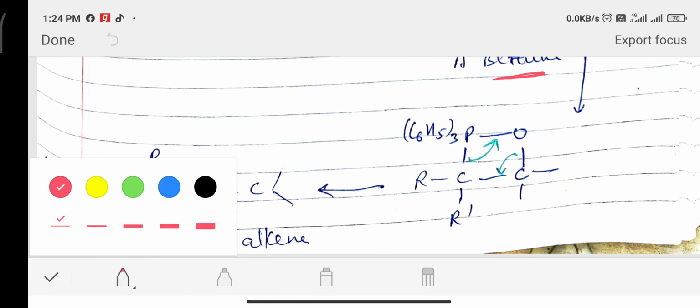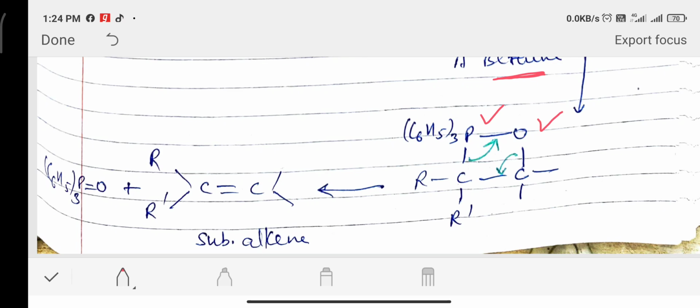the oxygen and phosphorus. Oxygen was carrying a negative charge and this is positive, so they form a bond, and then this cyclic intermediate formed further gives, these electrons move to this and these electrons to this, so a double bond is formed here and a double bond is formed here, so double bond O, and this is double bond C, so the substituted alkene and this triphenylphosphine oxide are formed. So this involves a cyclic intermediate in between the reaction.